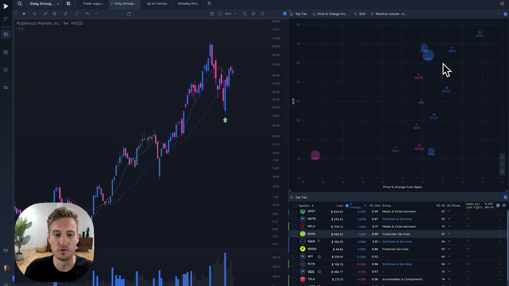But when you look at how they've changed since the open, you get to see, okay, these are the ones that are getting bought up throughout the day, or these are the ones that are getting sold off even more throughout the day. And it just gives a much bigger, more accurate picture.